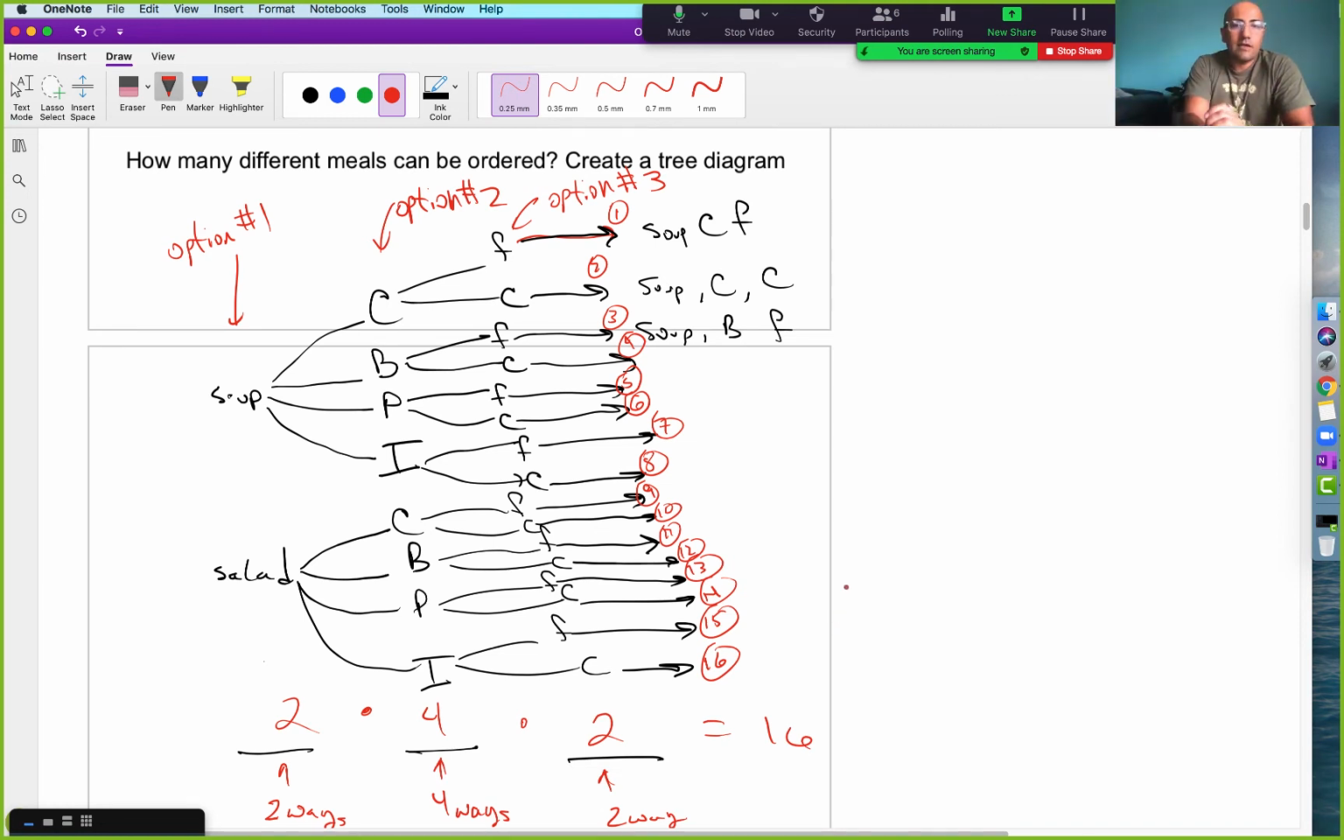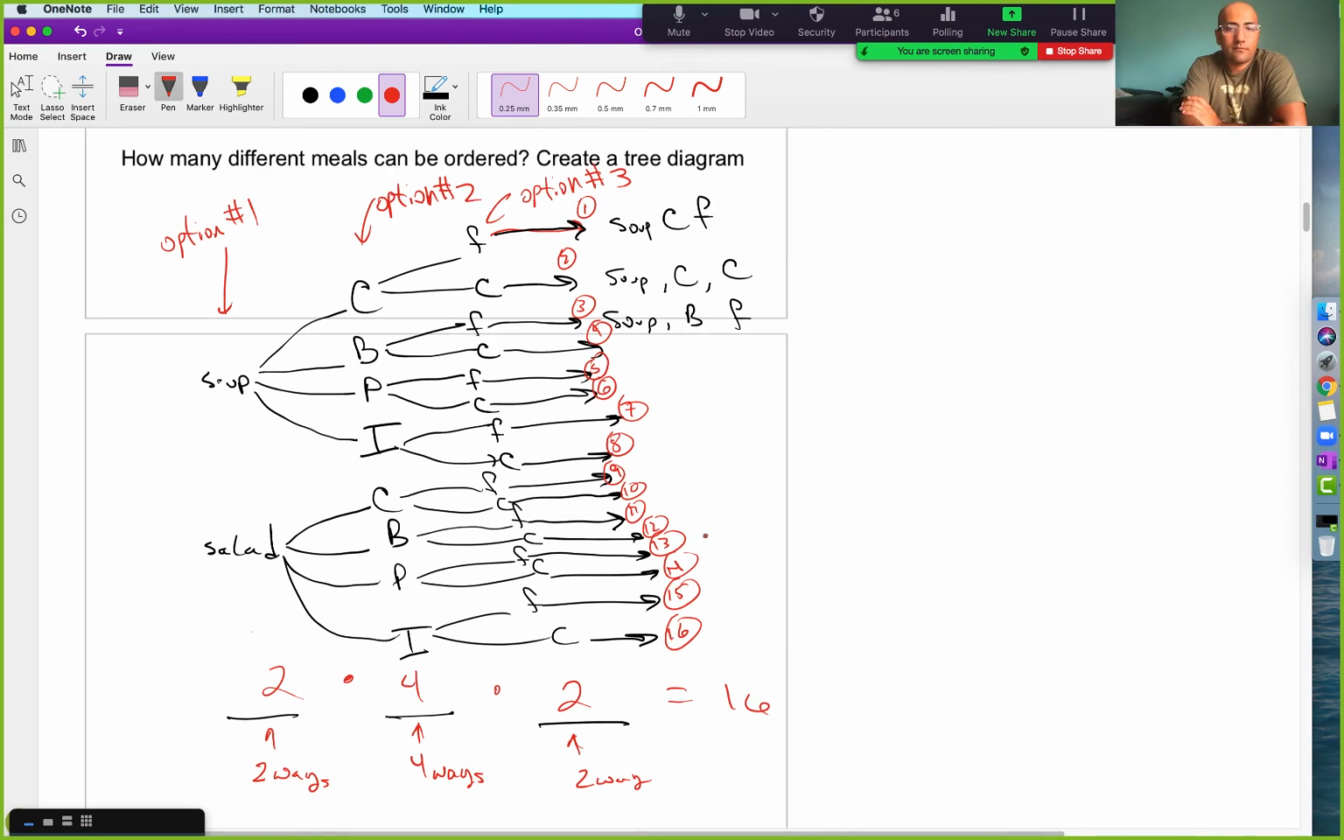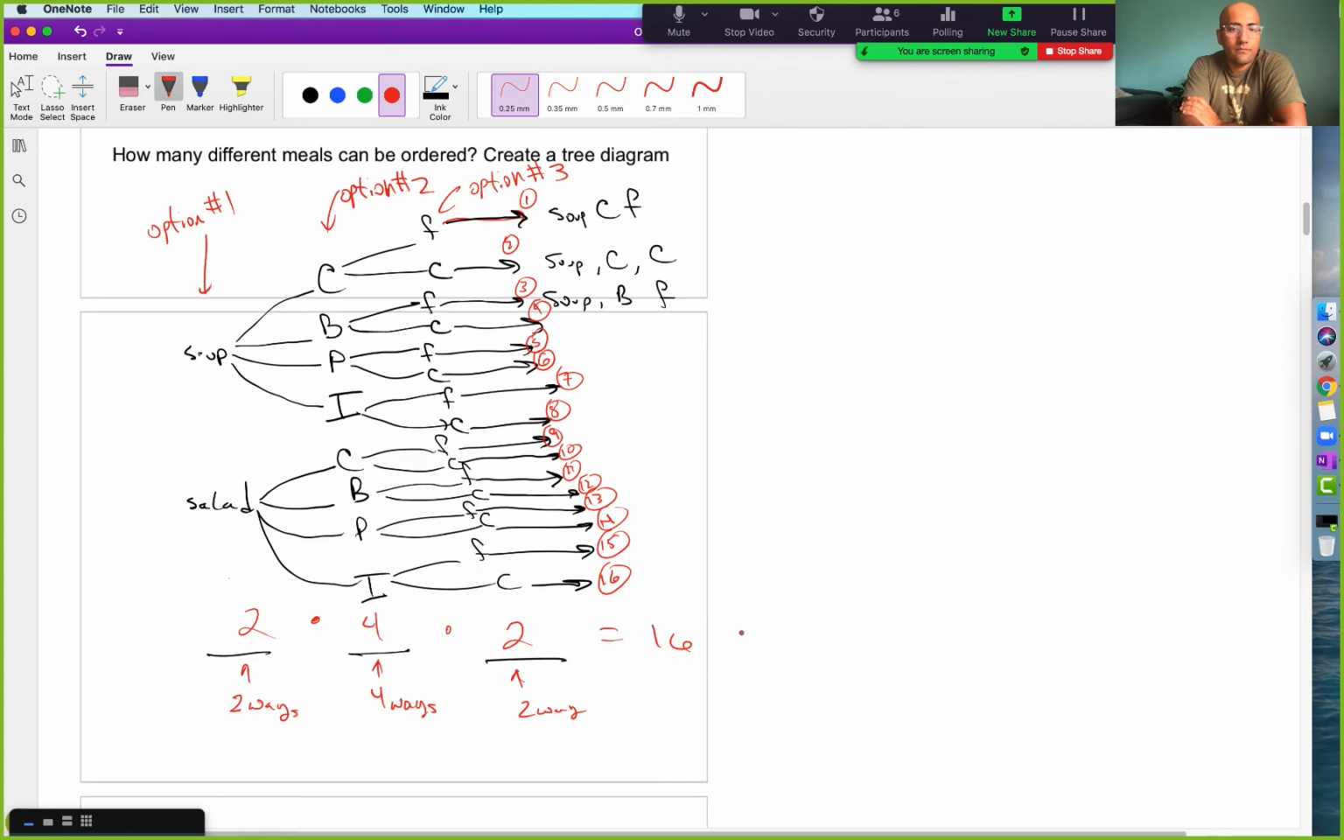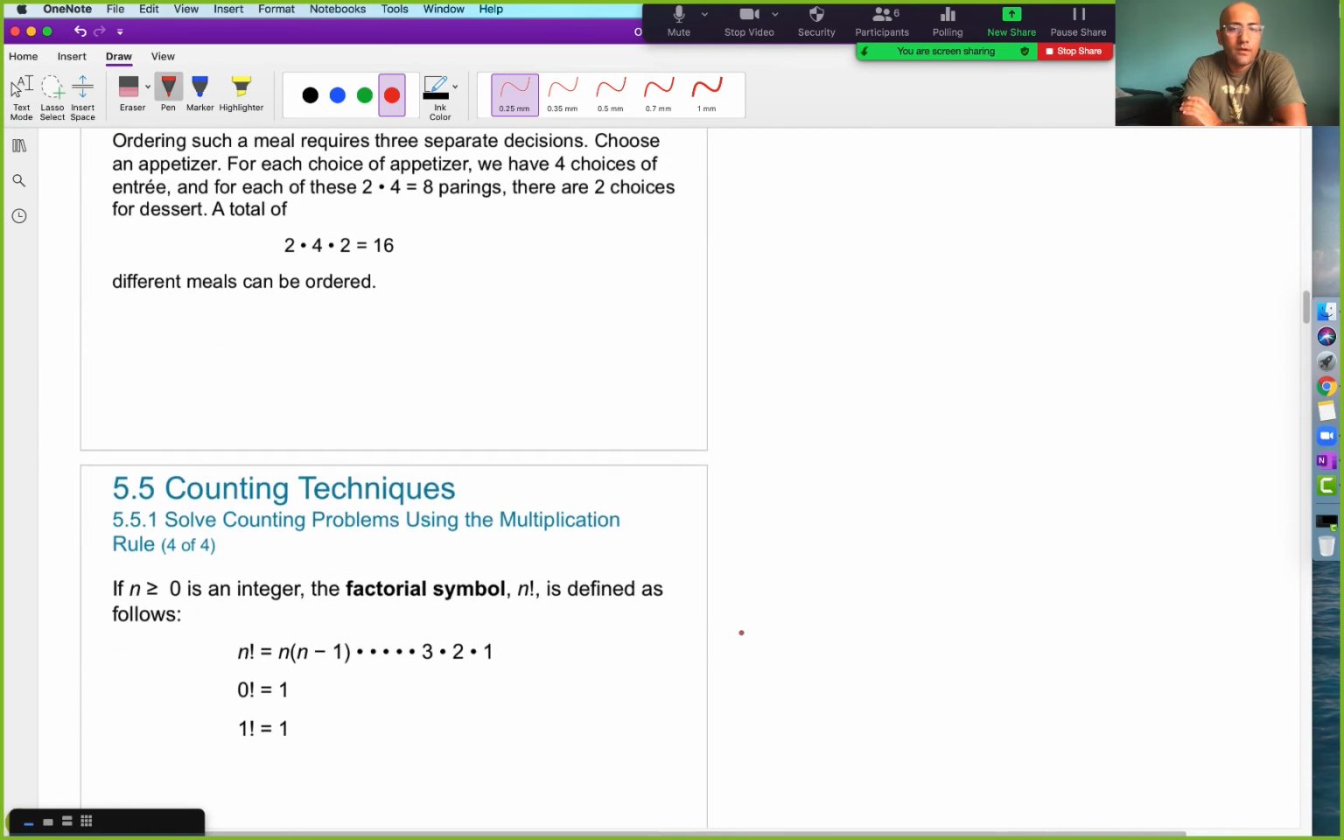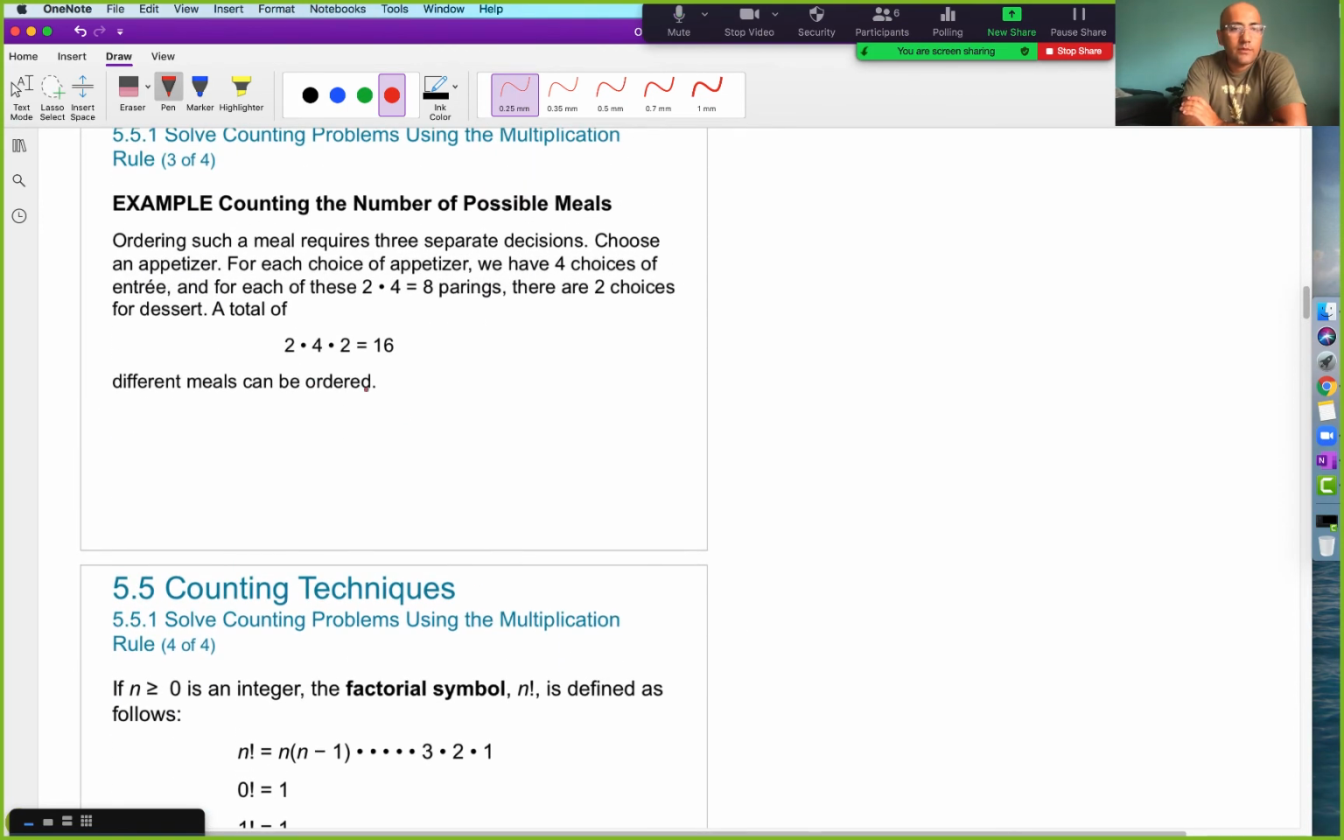Okay. Any questions about tree diagrams? No? Okay, so that's what they say here. Ordering such a meal requires 3 separate decisions. Choose an appetizer. For each choice of an appetizer, we have 4 choices of entrees. For each of these 8 pairings, there are 2 choices for dessert. So we have a total of 2 times 4 times 2, or 16 different meals that can be ordered.